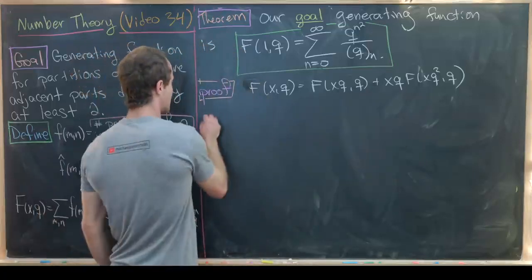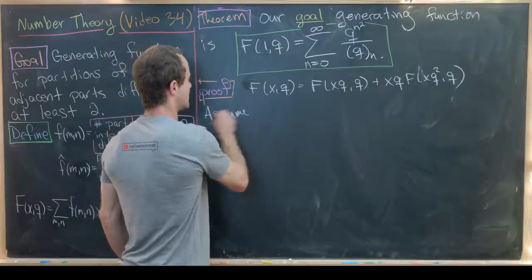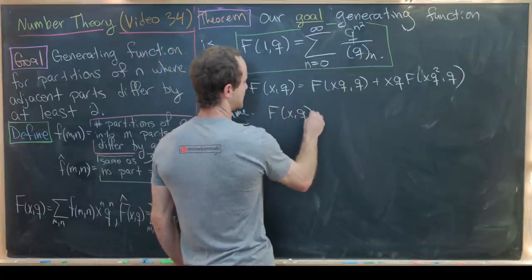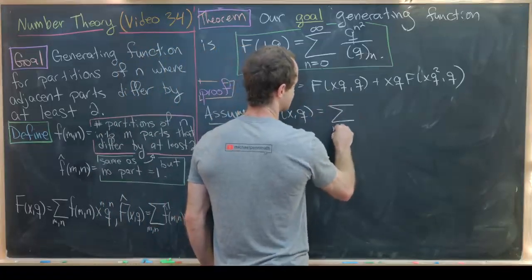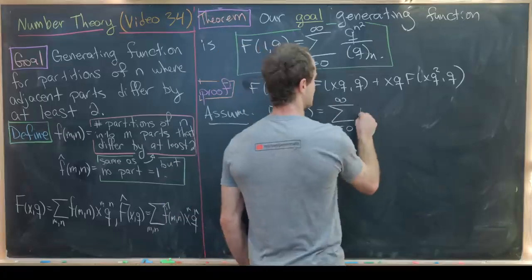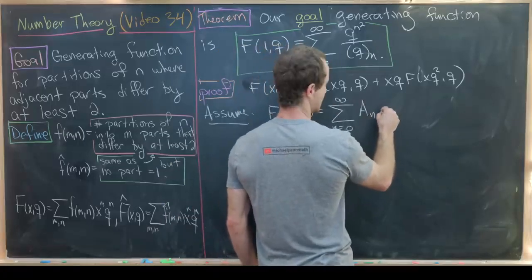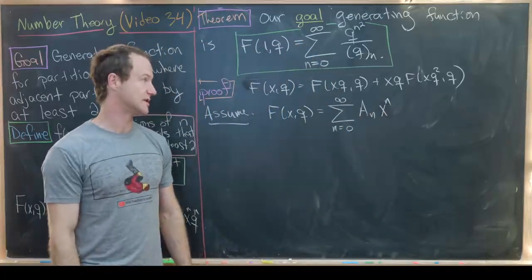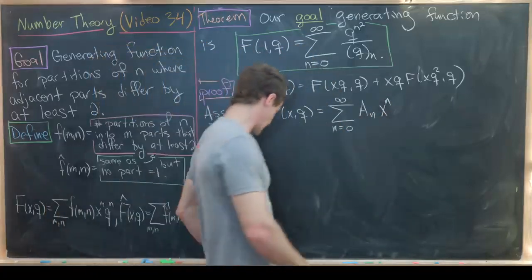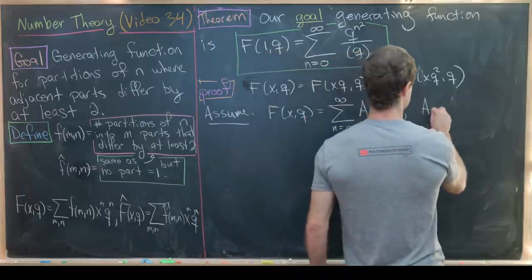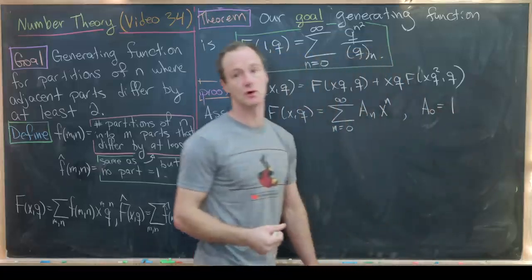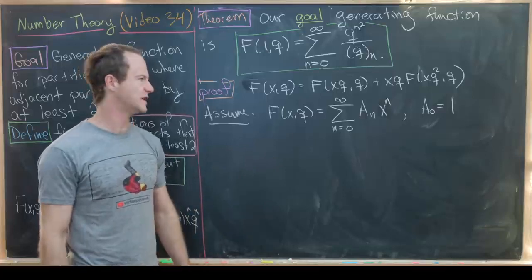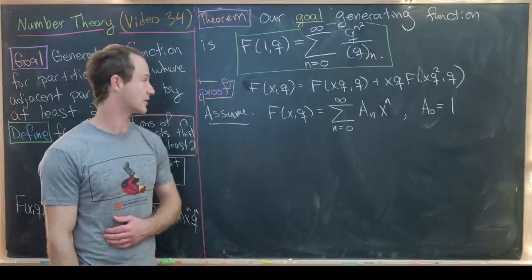Okay, so next we're going to assume that we have the following expansion. So F of x,q is equal to the sum as n goes from 0 up to infinity of a_n times x to the n. So those a_n's are going to all depend on q. And I want to point out that it's not too hard to see that a_0 should be equal to 1. Well, that would be like the number of partitions with 0 parts, but we take things like that to be equal to 1 generally.